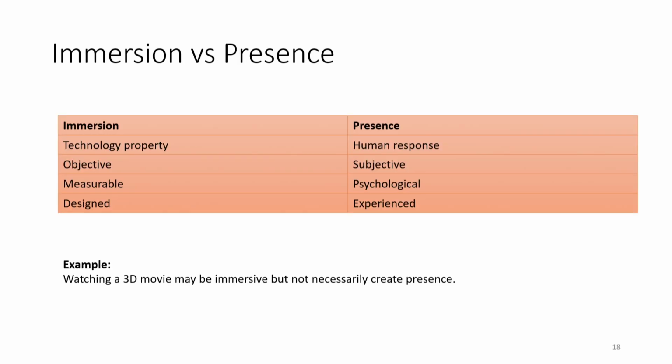So, let us distinguish immersion and presence. We can say that immersion is a technology property, it is a property of the system that is immersing you, whereas presence is the human response, whether it is your choice whether you want to be present in that world or not. Immersion is objective, we can tell whether a particular system is immersive or not, we have metrics to measure, whereas presence is often subjective. It depends on how a person himself feels whether he is in that particular environment or not. So, immersion is measurable, as I said, there can be metrics that can be measured, whereas presence is psychological.